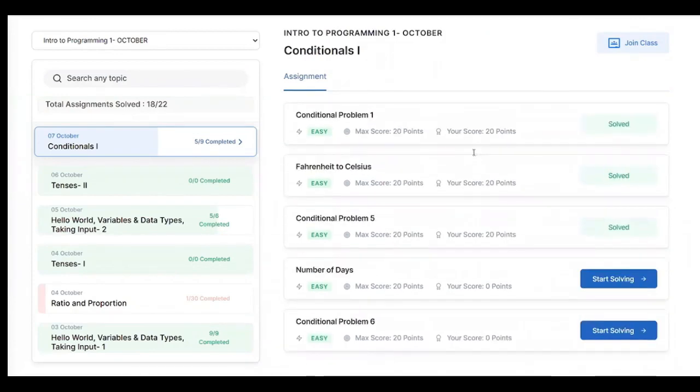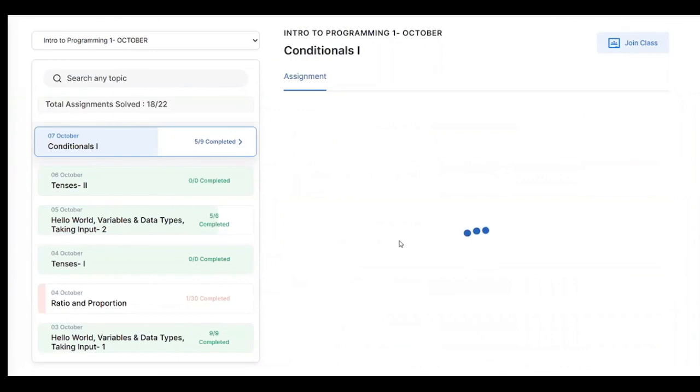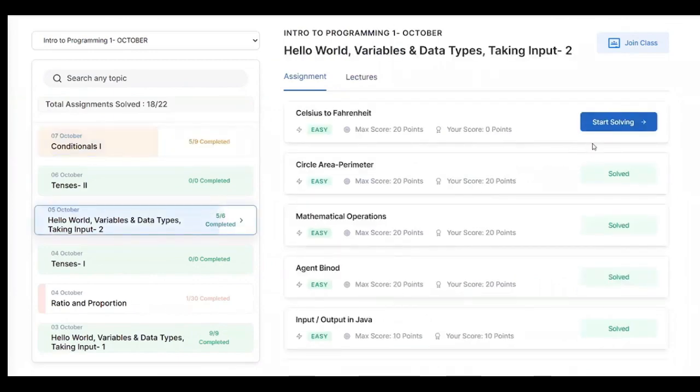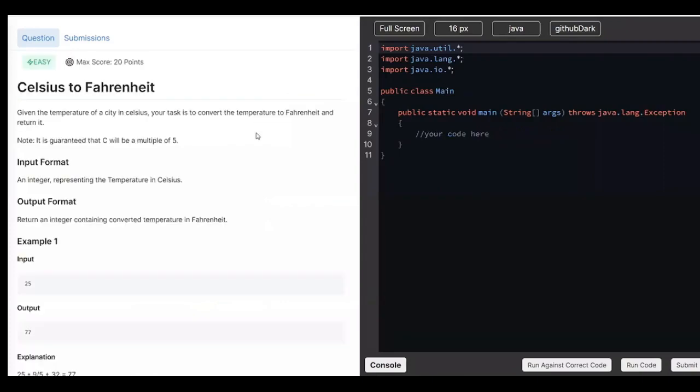Let's come to the next question. The last question which I gave you guys as homework was Celsius to Fahrenheit, right? And if you have done this question, I am pretty sure you would have done this also. Given the temperature of a city in Celsius, your task is to convert the temperature to Fahrenheit and return it. It is guaranteed that C will always be a multiple of 5.